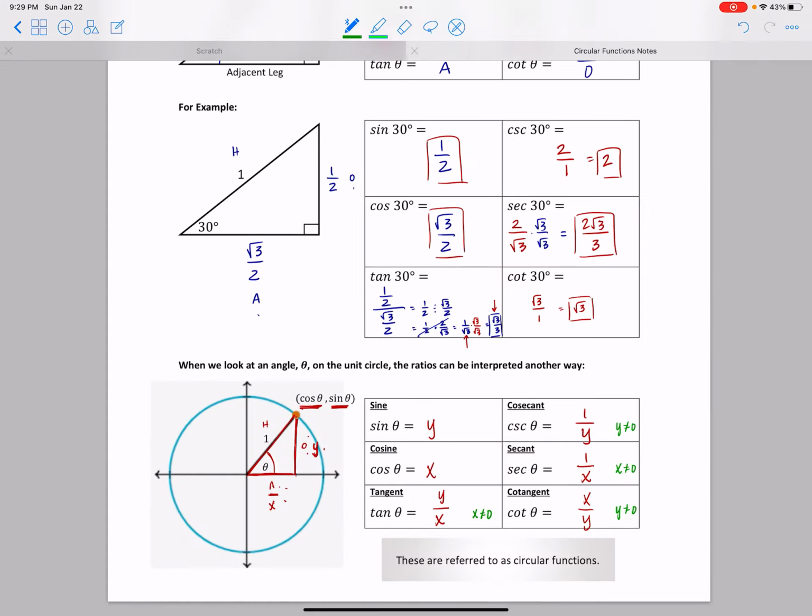Alright, we're almost there. Let's try just a couple more. Next one, we're looking for the exact value for the secant of 45 degrees.